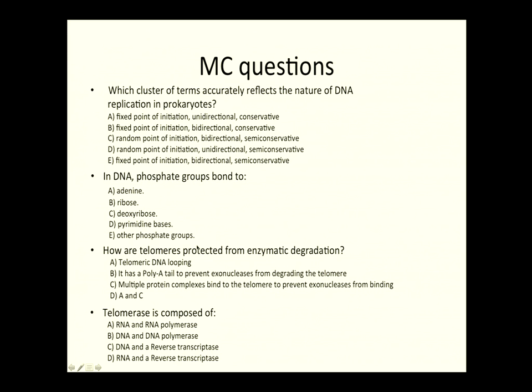Okay, number 3: how are telomeres protected from enzymatic degradation? This is an easy one. Yeah, D. You have the longer repeats at the end, and proteins are going to sit down and bind on the DNA, and they're going to block nucleases from chopping up the DNA. And the last one: telomerase is composed of... yeah, RNA and reverse transcriptase.